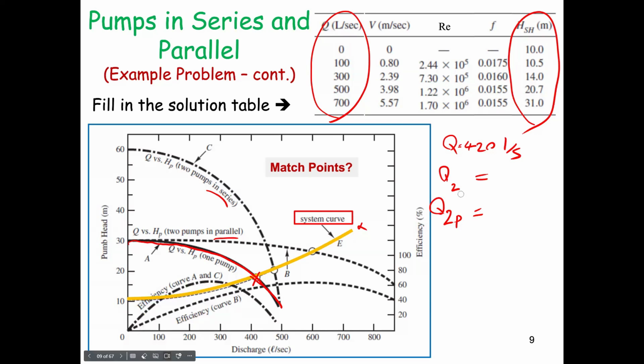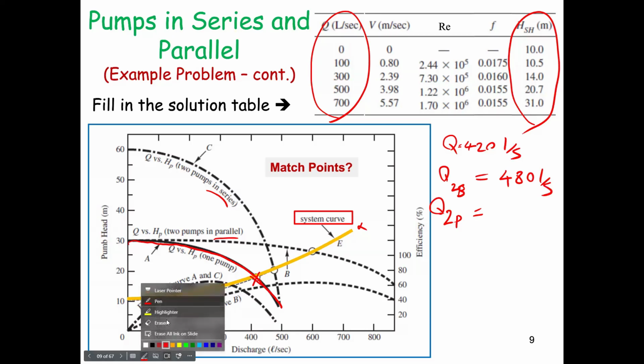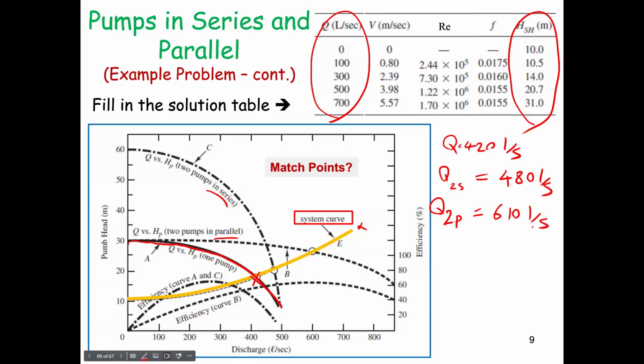What was that? 480, 490 for parallel or series? 480, let's say, liter per second. And what about the parallel? 610, maybe, liter per second. If you have at least close to that one, that's fine.